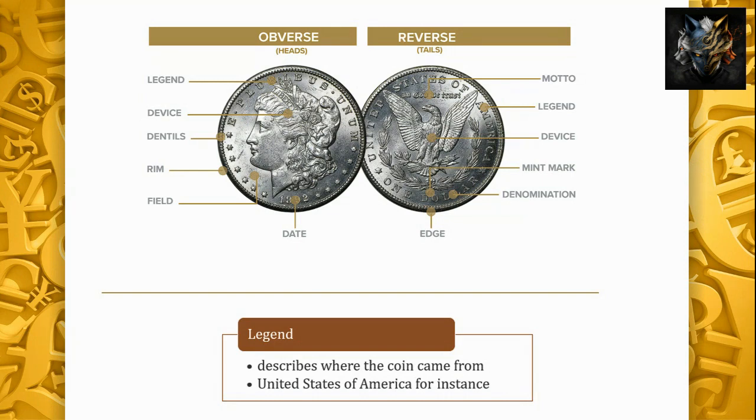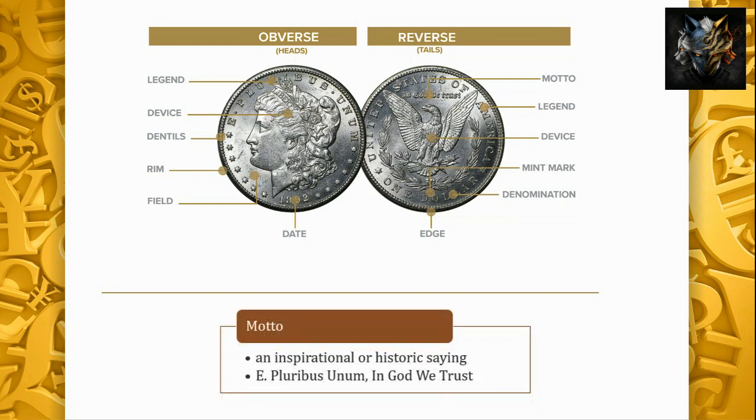Now, don't get that confused with the motto. The motto is some sort of historical statement, inspirational saying or something of that nature. And on this particular coin, you'll see that the motto, E Pluribus Unum, is on the obverse of the coin in this case, and is located above Lady Liberty.